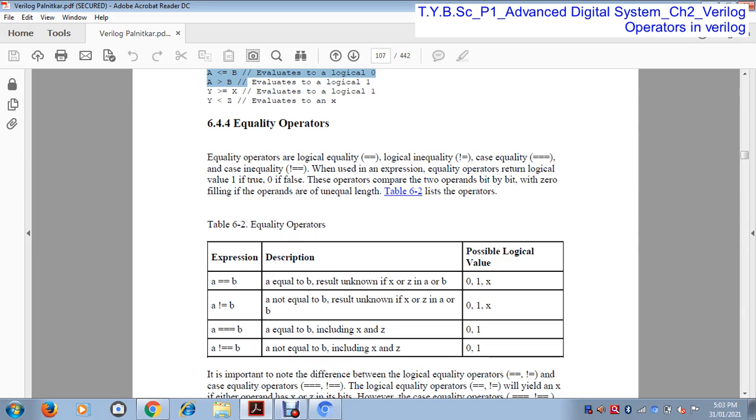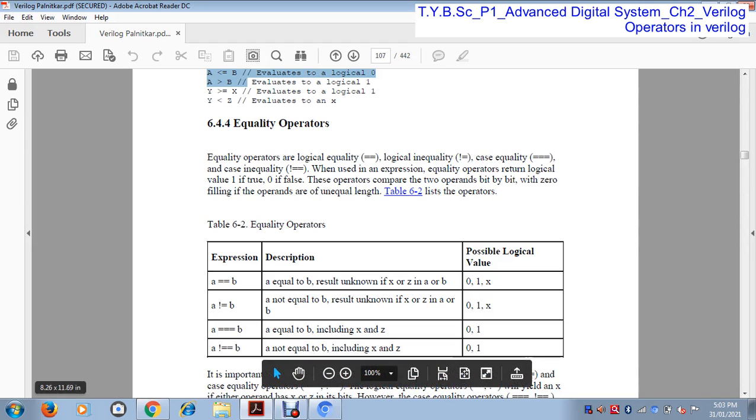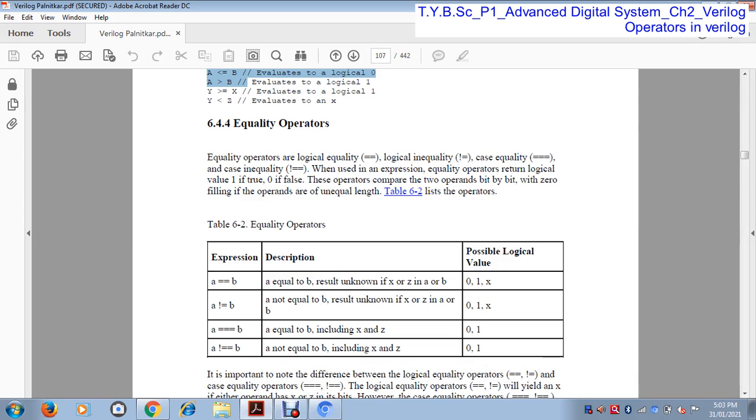So these are the equality operators. When used in an expression, an equality operator returns logic value 1 if the expression is true, similarly to the relational operator. If the expression is false, then it gives the result 0. When an equality operator is used in an expression and the expression is true, it gives logic 1, and if the expression is false, it gives 0.